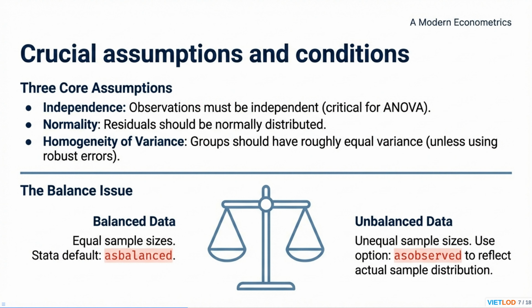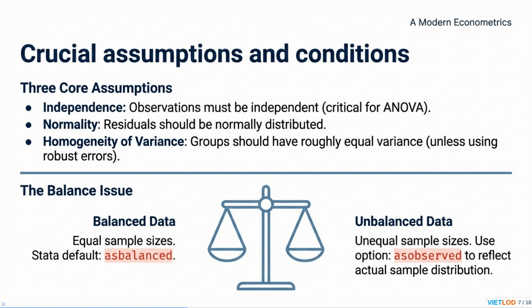Before conducting pairwise comparisons, it's vital to ensure our model meets three core statistical assumptions. First is independence of observations, which is particularly critical for ANOVA. Second is normality, meaning the residuals of our model should be normally distributed. Third is homogeneity of variance, implying groups should have roughly equal variance, though you can use robust standard errors if this is violated. Beyond these, we must address the balance issue.